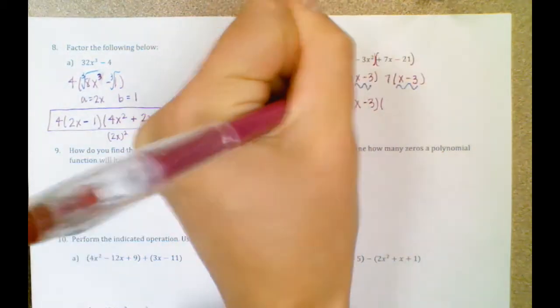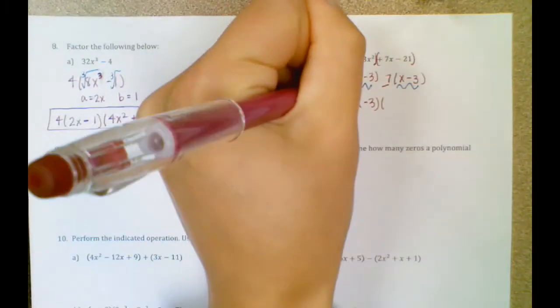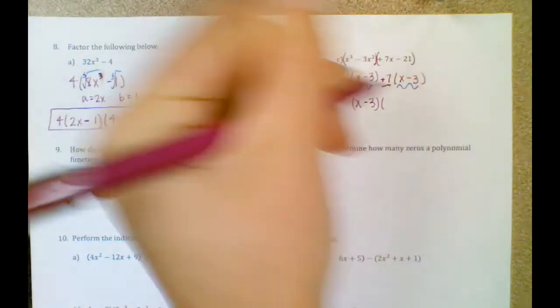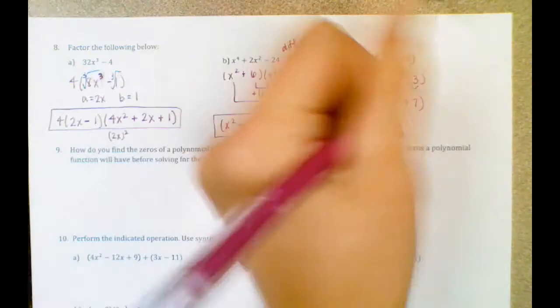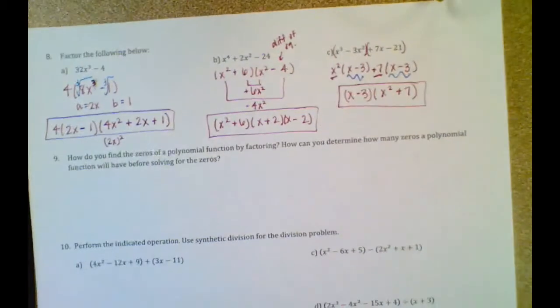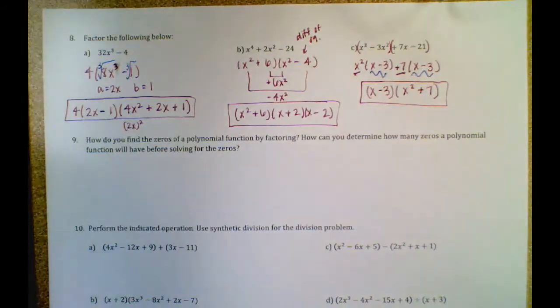My other factor is my GCFs combined. So x squared, and a positive 7, that's what I took out. So this is x squared plus 7. Look to see if you can factor any of those further. You cannot, so you're done. Okay, so that's a little quick factoring review.